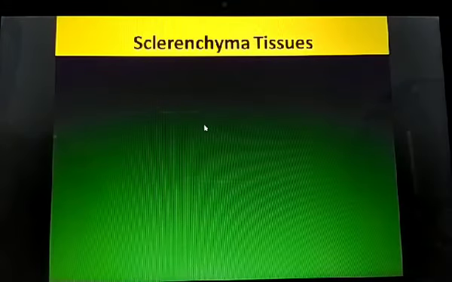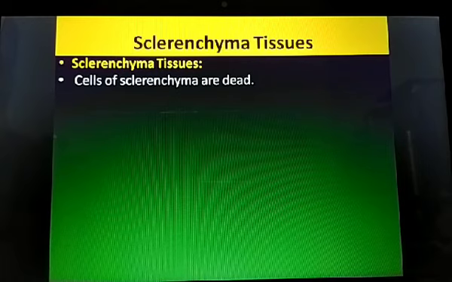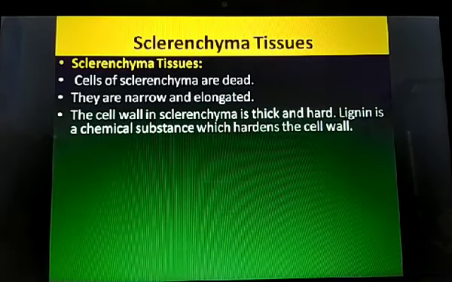Now, the third type of simple permanent tissue is sclerenchyma tissue. The cells of sclerenchyma are dead. When we compare with parenchyma and collenchyma, these are dead, whereas parenchyma cells and collenchyma cells are alive. They are narrow and elongated. Elongated means they are somewhat tubular. The cell wall in sclerenchyma is thick and hard, and lignin, a chemical substance which I have already mentioned, hardens the cell wall.